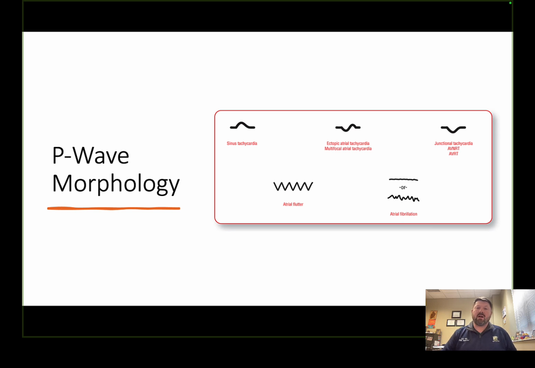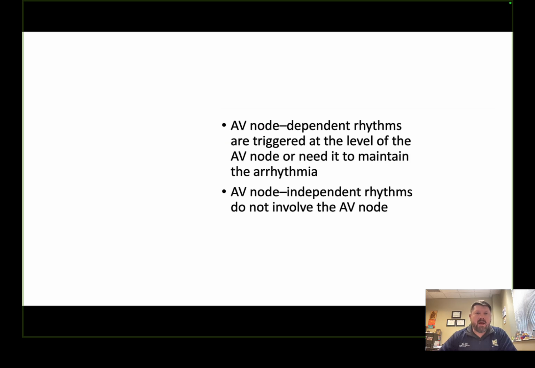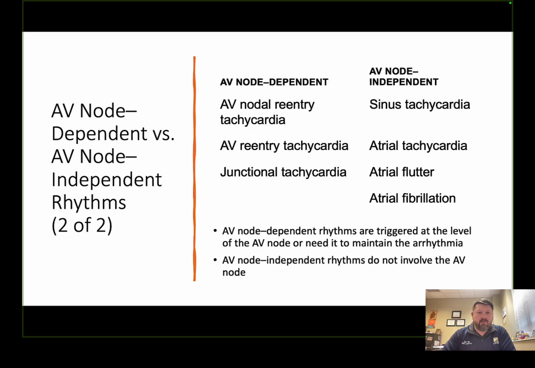Always evaluate the morphology of the P waves for the presence of retrograde conduction. Retrograde atrial depolarizations are found in the junctional and ventricular rhythms, including the narrow complex tachycardias. The presence of the pseudo-S wave or pseudo-R wave is typical of AVNRT. AV node dependent rhythms are triggered at the level of the AV node or needed to maintain the arrhythmia. AV node independent rhythms do not involve the AV node.